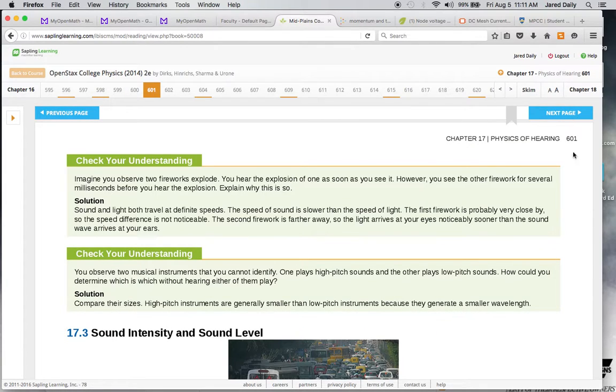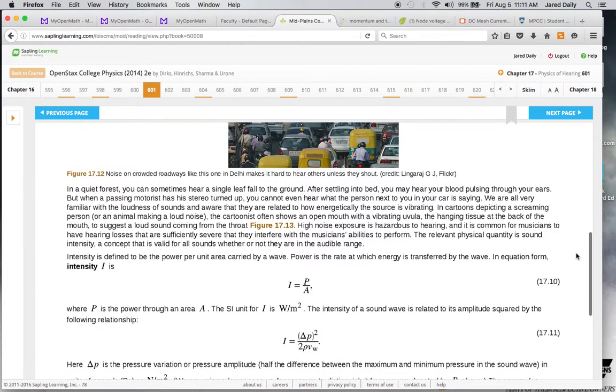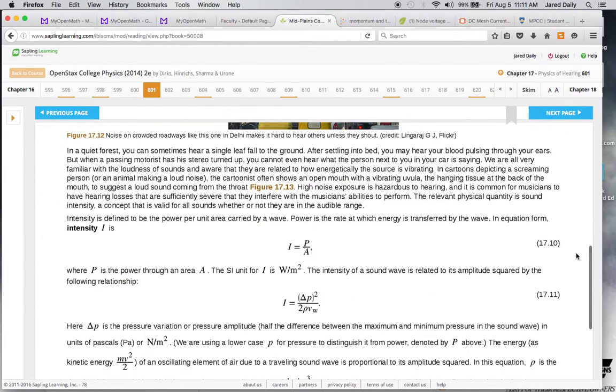Now, how do we measure sound? Our ears actually hear a huge range of sound intensities. Intensity is defined as the power. Remember, power is energy per time. And so intensity is the power divided by the area, or the energy divided by time divided by area. It's essentially how much energy is going into a certain area over time. And that's what intensity means.